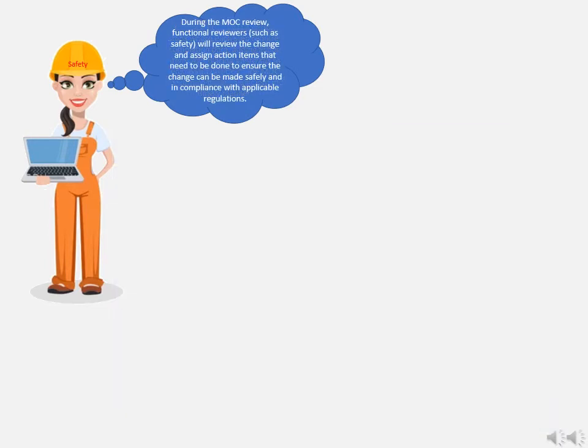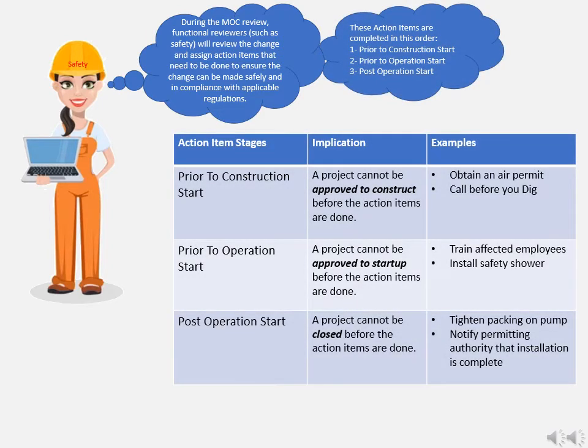During the MOC review, functional reviewers such as safety will review the change and assign action items that need to be done to ensure the change can be made safely and in compliance with regulations. These action items need to be completed in this order. First, prior to construction start. Second, prior to operation start.